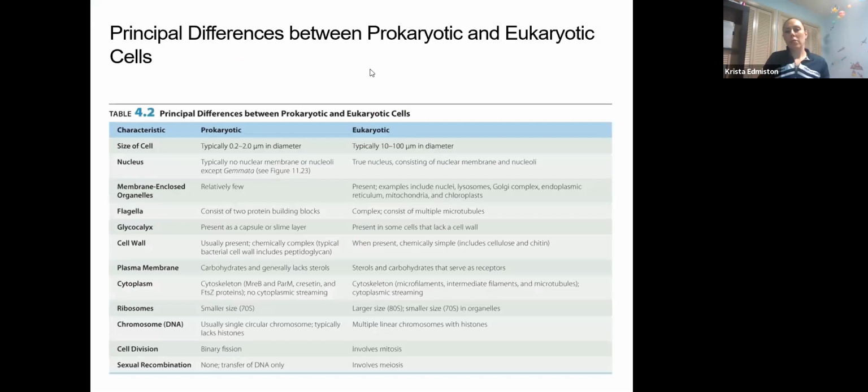All right, so just to wrap up this idea of eukaryotes versus prokaryotes, this is a nice little table from another textbook that gives the differences between the two. So it's a good one to review when you're looking at, hey, what's the difference between a prokaryote and a eukaryote?